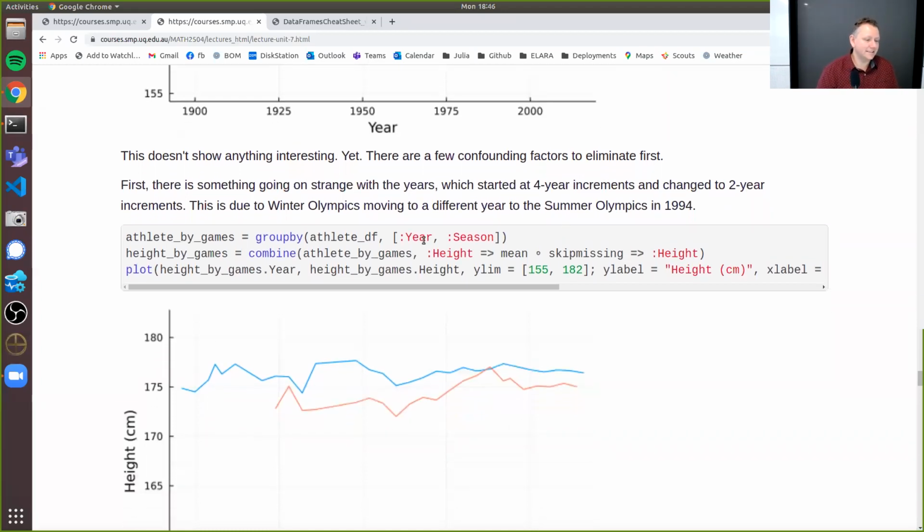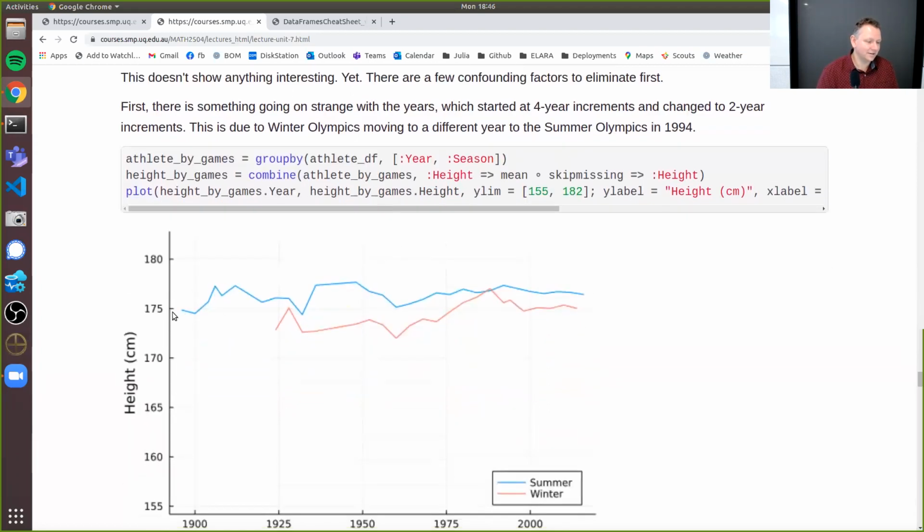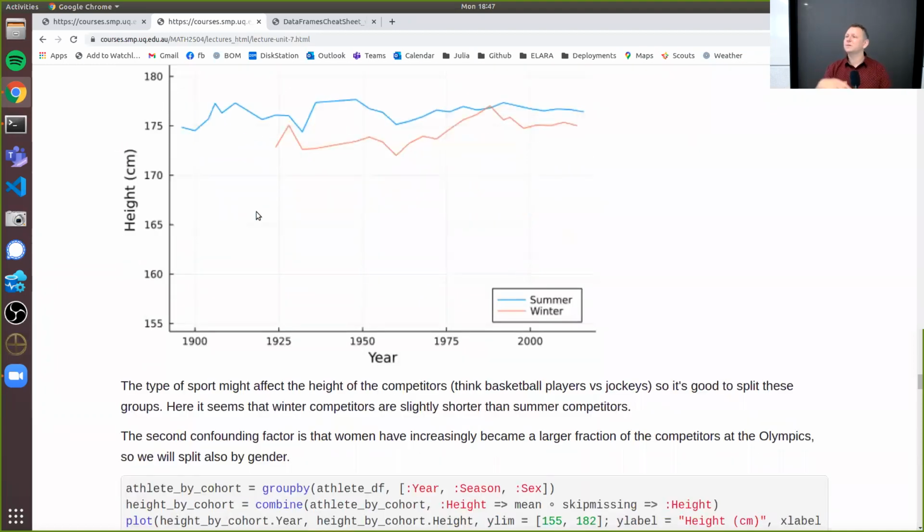So if we split into year and season now, we get two lines, one for the Summer Games, where it sort of stayed flat, and one for the Winter Games, where again, it sort of stayed flat. But we might guess that the Winter Games people are a bit shorter, okay? Now, if you want to compare basketball players versus jockeys, horse riders, you know, the average height of those two groups of people is quite different, okay? It's an advantage in basketball to be tall, and it's an advantage if you're riding a horse to be very light, okay? So you tend to get small jockeys.